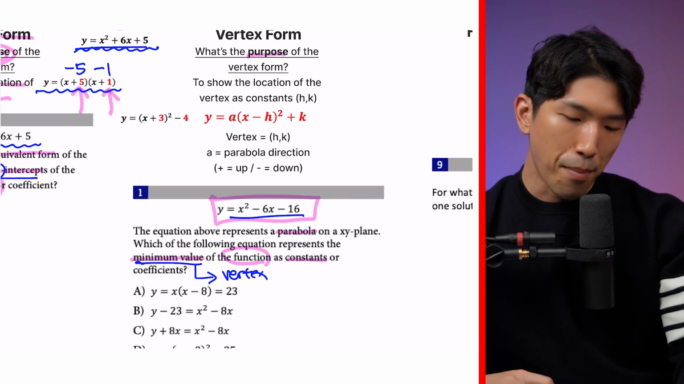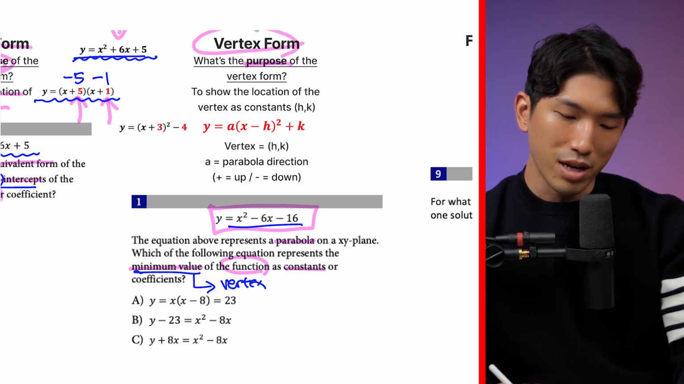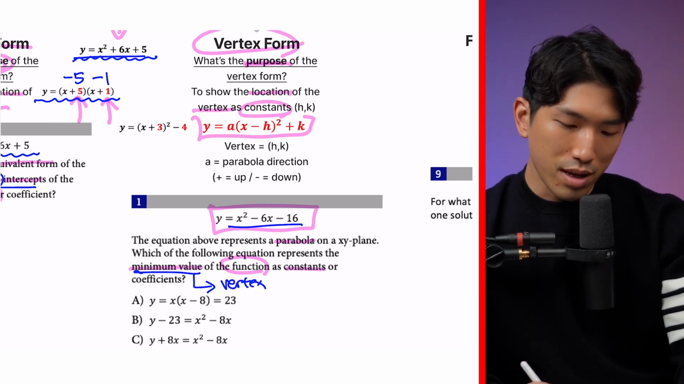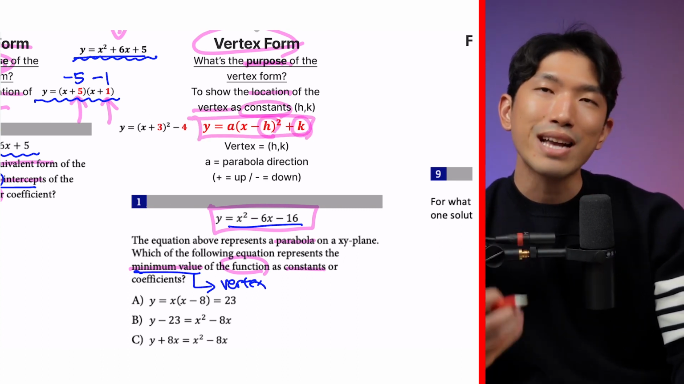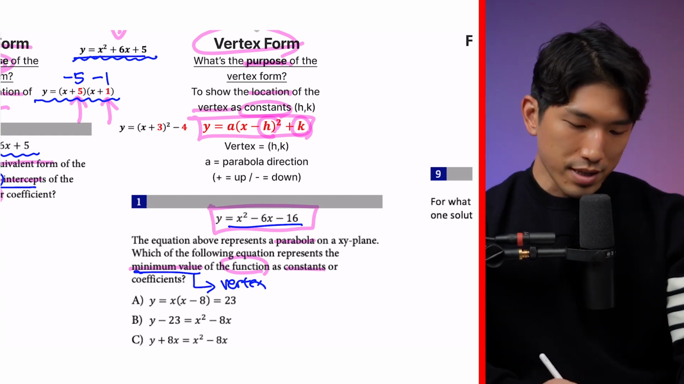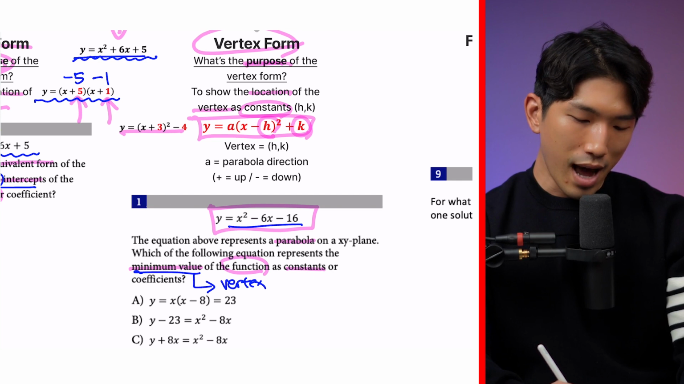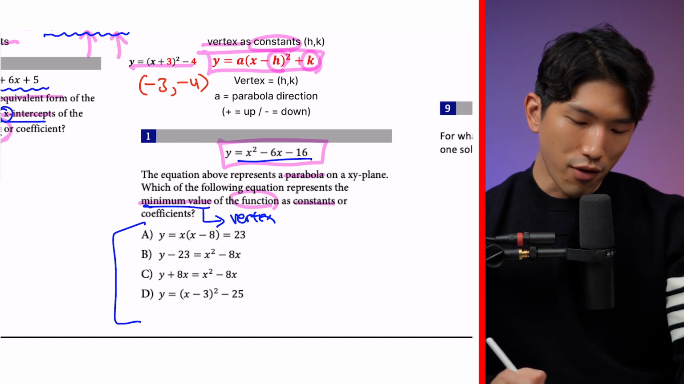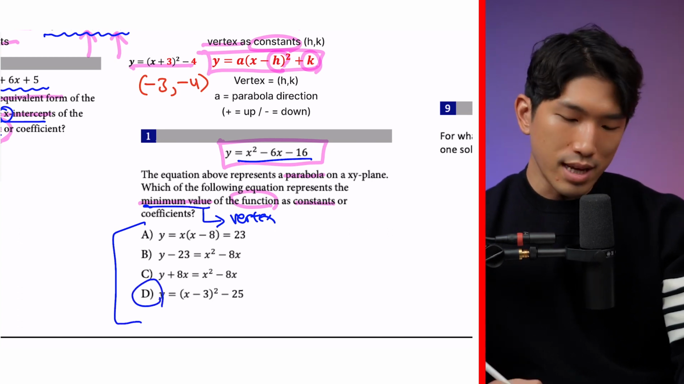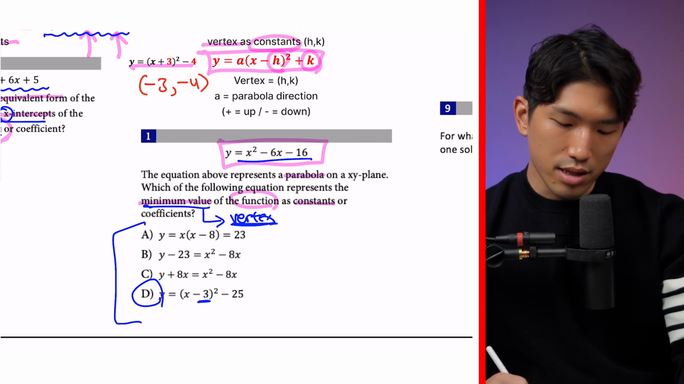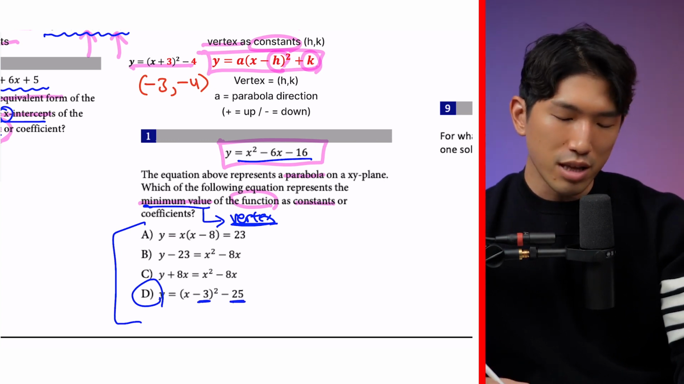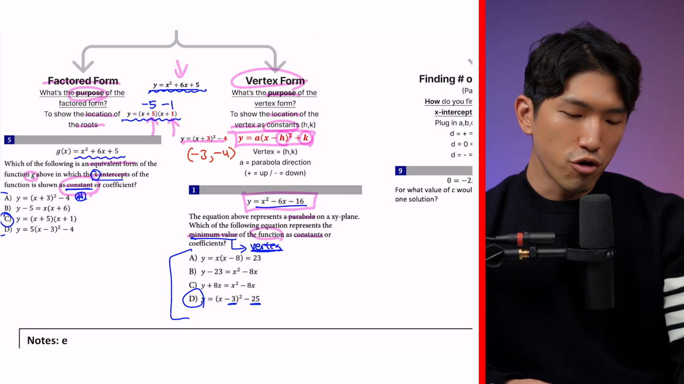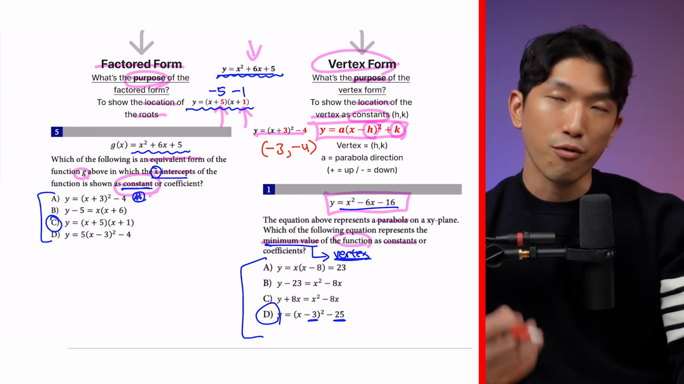And that is the exact purpose of the vertex form. The purpose of the vertex form is to show the location of the vertex as constants. And the vertex form looks something like this, and h and k represent the x and y coordinates of the vertex. If you look at this example over here, we know that our vertex is located at minus 3 and minus 4. And if you go to this question over here, which one is in the vertex form? It's going to be choice D, because choice D represents the vertex as constants using 3 and 25 right here. Just by looking at the equation, we know exactly where the vertex is located. Does that make sense? Cool. So make sure you remember these two forms right here, factored form and the vertex form.